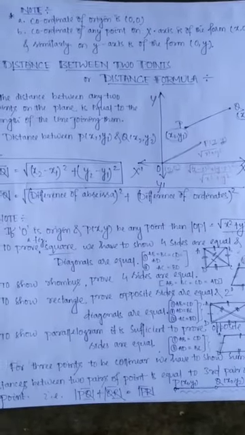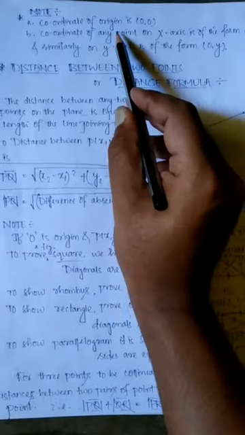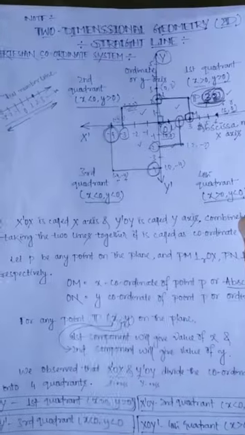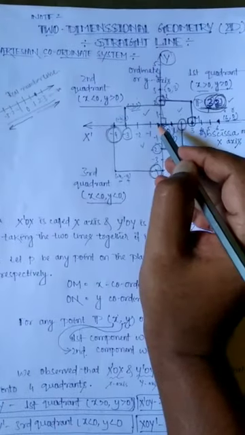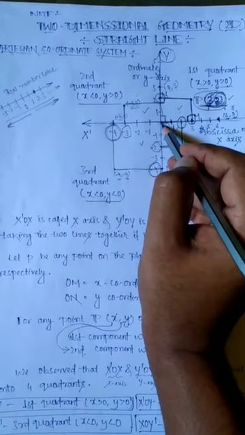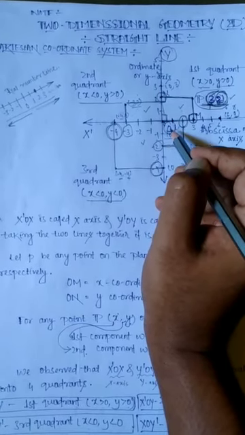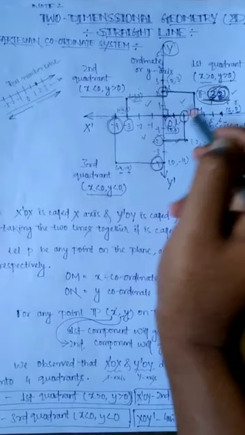Next, what is the coordinate of origin? Here the point where the x-axis and y-axis meet each other is called the origin, and the coordinate of that point is 0, 0.